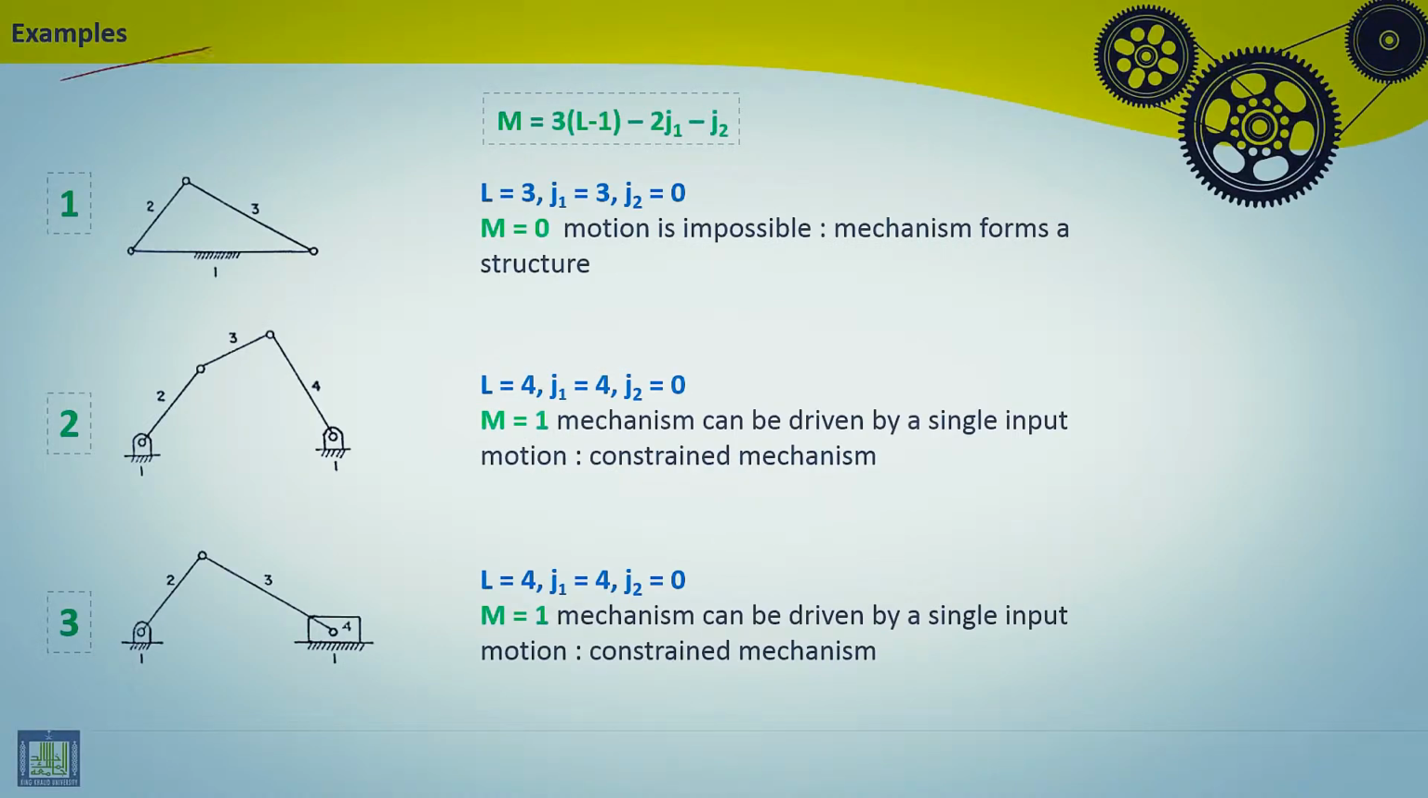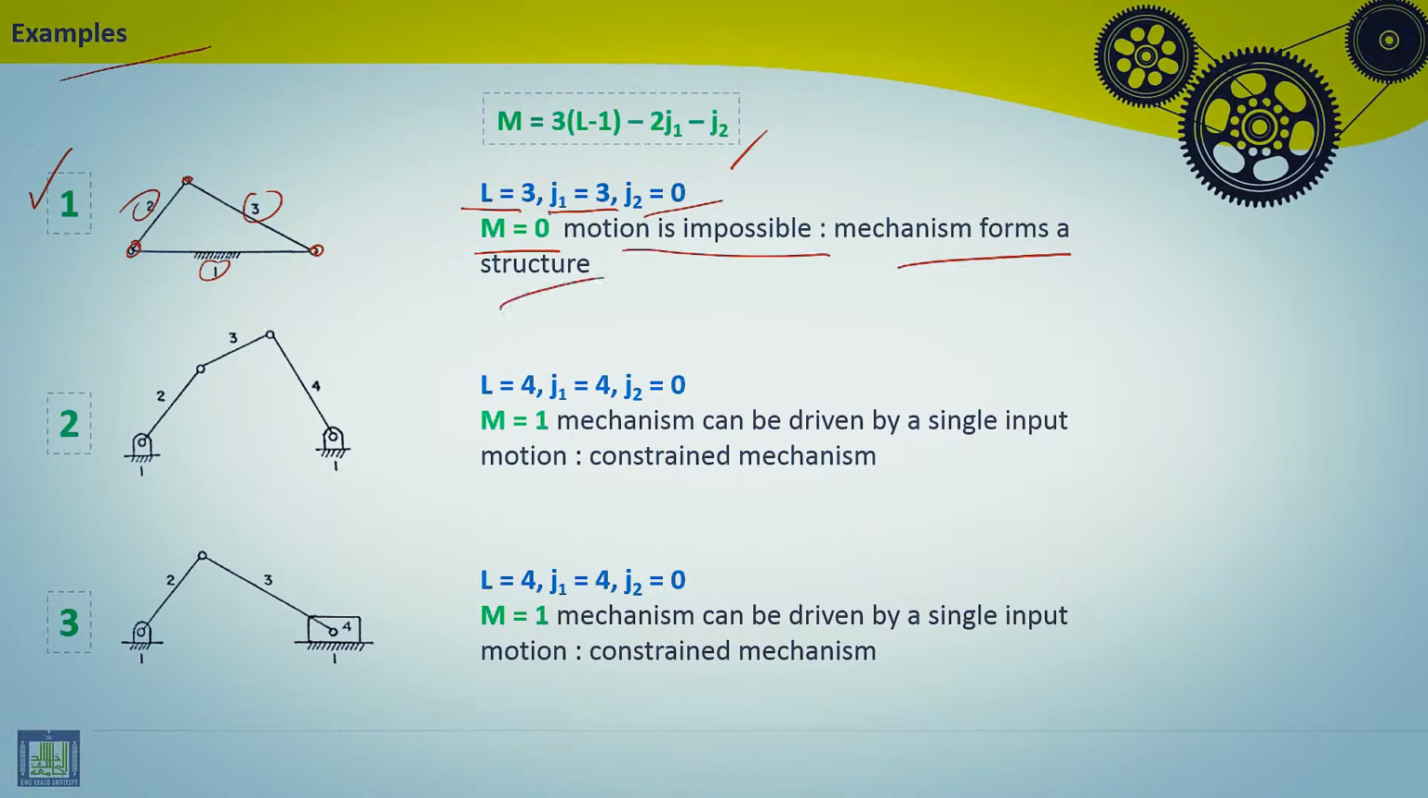We will take here some examples. First example, we have L equal 3, number of links. First one is the ground, second one and third one. J1 equal 3 also. It is the number of joints having 1 degree of freedom. First one, second one, then third one. And here we haven't a higher pair. So J2 equals 0. M, by using this formula, is equal 0. So motion for this mechanism is impossible.